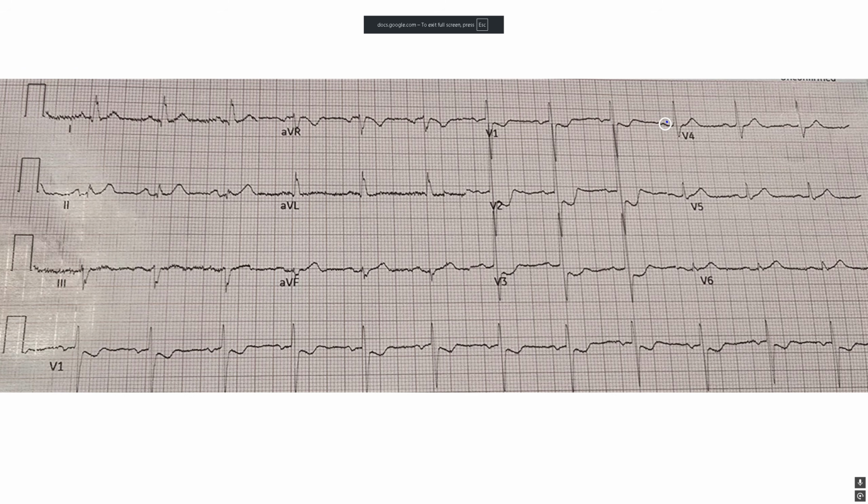Over here in V4, 5, and 6, I'm not seeing much J point deviation. T wave looks okay. J point's good. T wave relatively hyperacute. J point's okay. Definitely hyperacute T wave here.